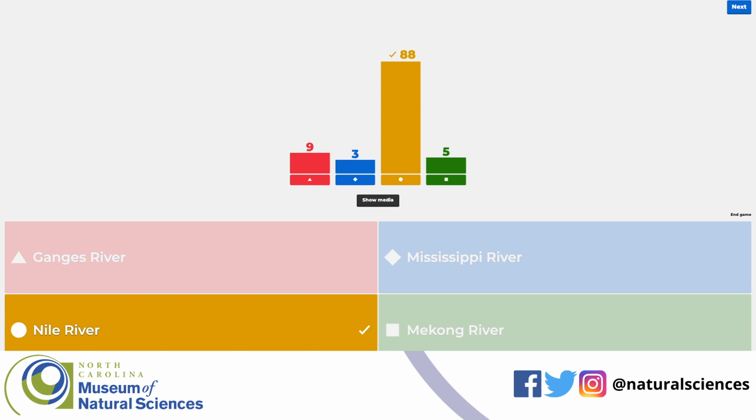Ooh, all right. Excellent job, everybody. 88 people got this one right. The Nile River, yes, is the longest river on Earth. Not the Ganges, Mississippi, or Mekong. Excellent guesses, though. Let's see how you did.